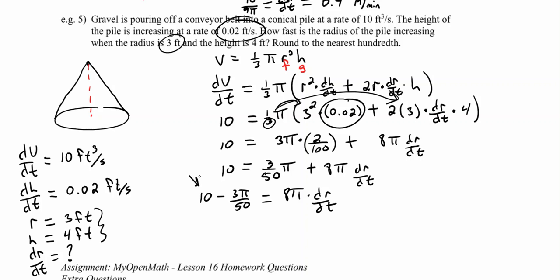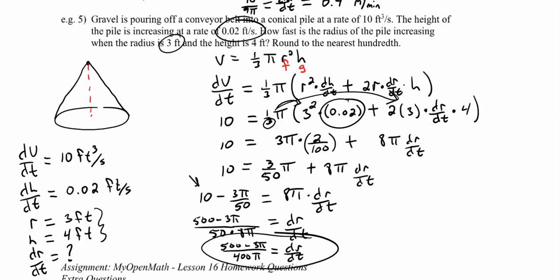Okay, now I'm going to rewrite this one with a common denominator. So that would just be multiplying this 10 by 50 over 50, right? So that would be 500 minus 3 pi all over 50. Okay, and then at the same time, I'll bring this 8 over pi over to this side too, right? So the 8 pi is in the denominator, is equal to dr/dt. Okay, and then just 50 times 8, that's the last thing I can do here. So 500 minus 3 pi over 400 pi is equal to dr/dt. And we're done. And that's roughly equal to, what is that, 0.39 feet per second.